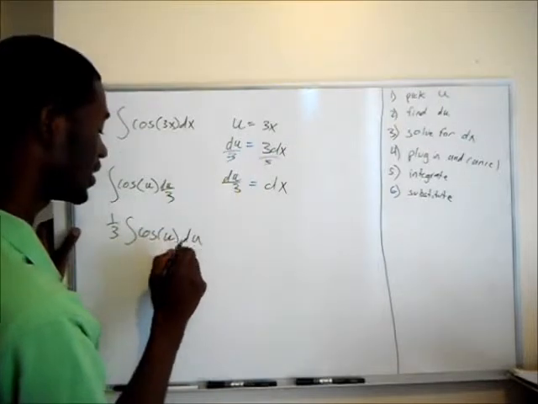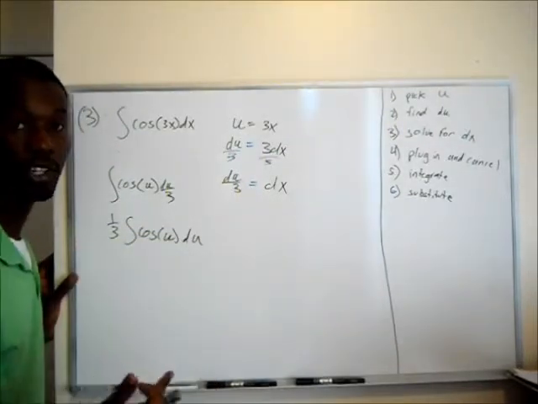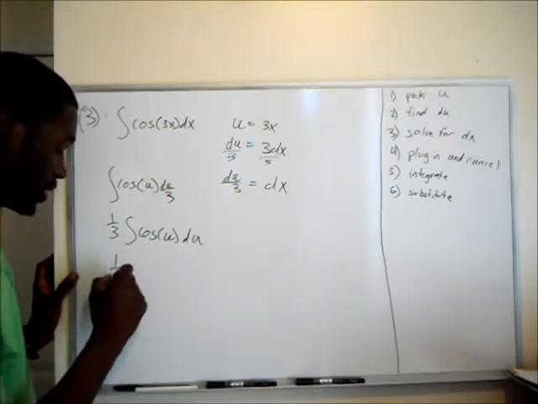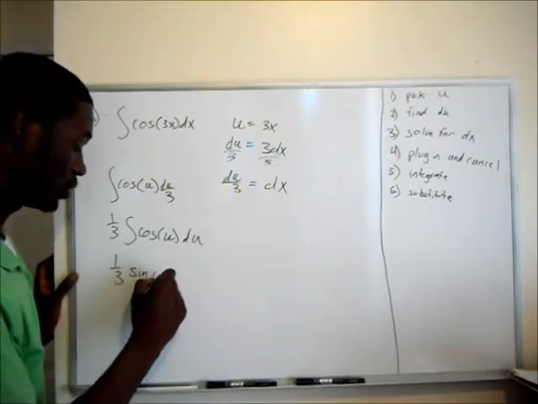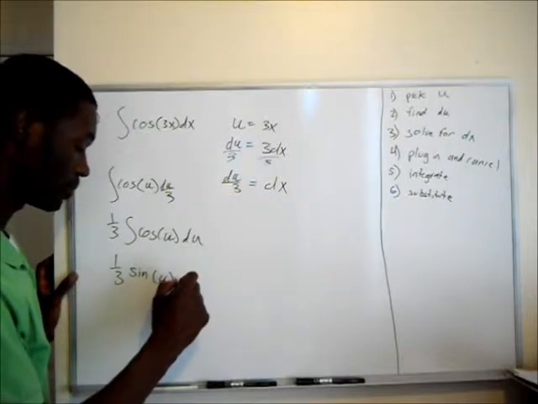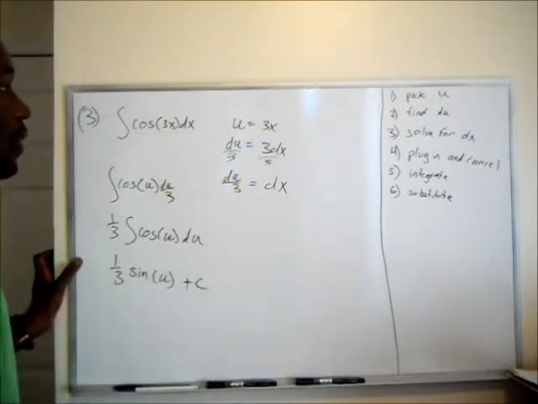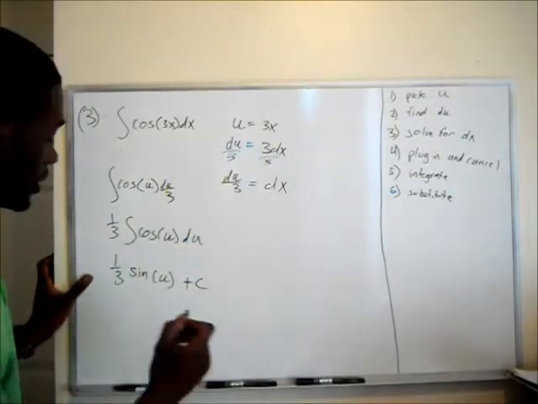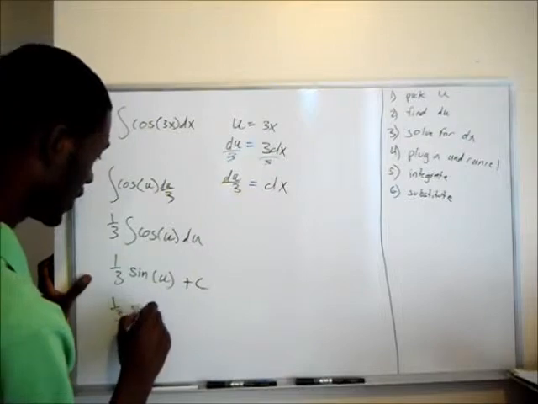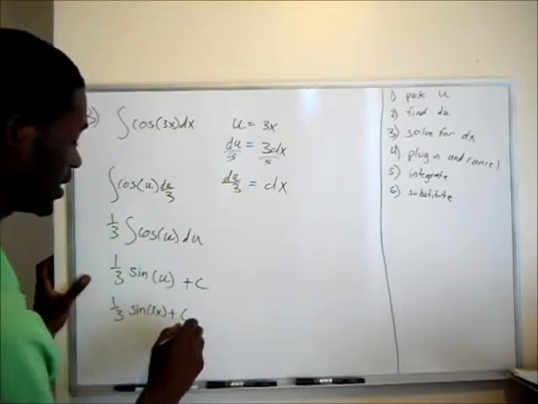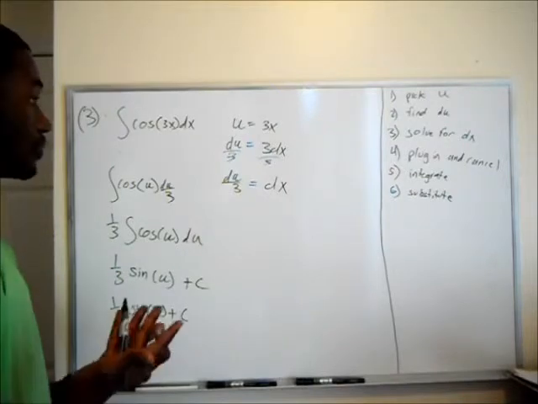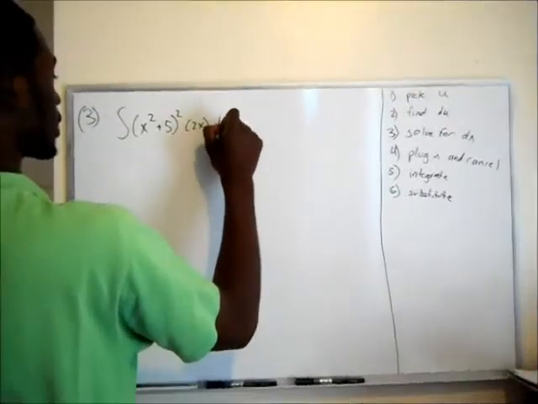It does not get any simpler than that. So what did I differentiate to get cosine of u? Sine of u. So the answer is 1/3 sine of u plus c. Now what was u? Oh, u is 3x. So now I can substitute. So 1/3 sine of 3x plus c is my answer. Okay, so let's go on to the next one.